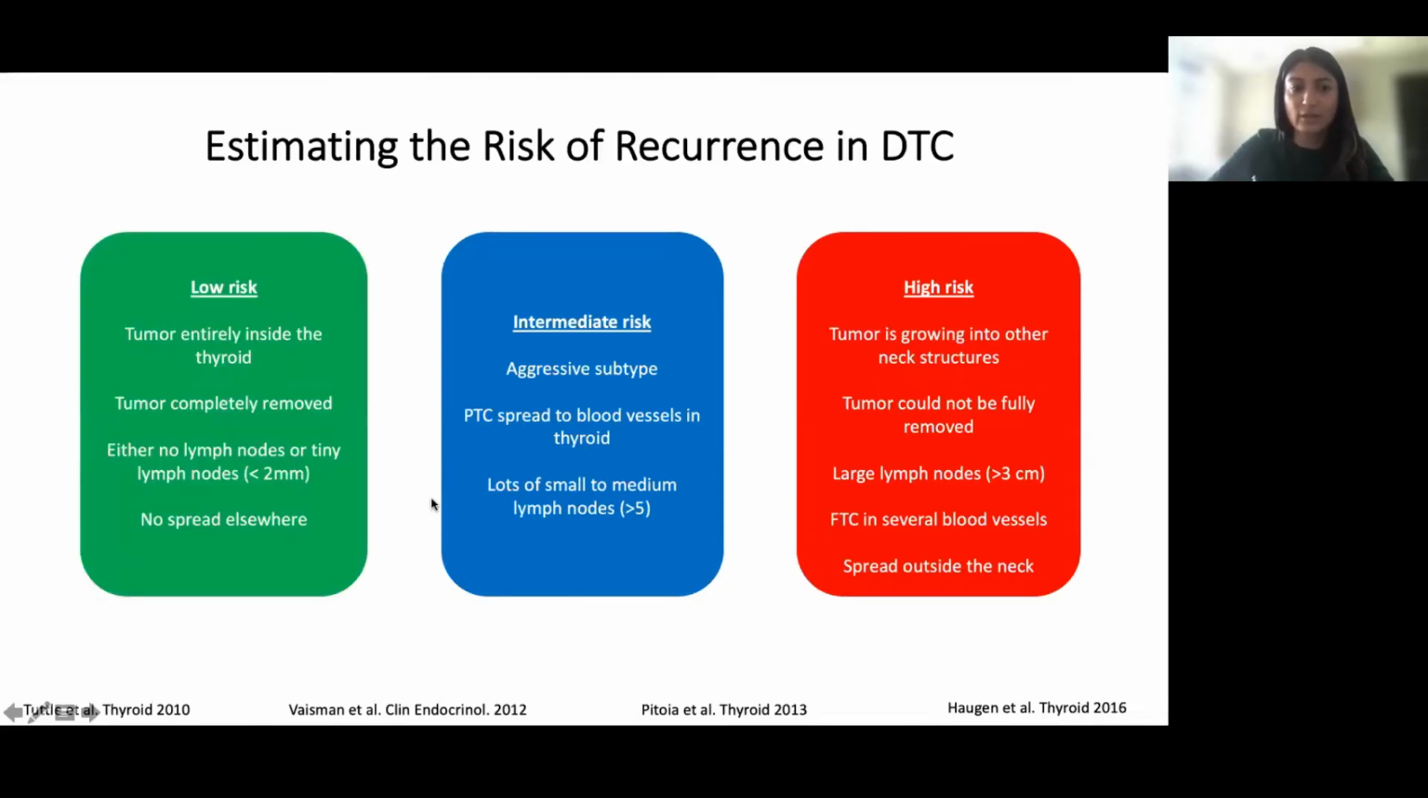So then we can think of low-risk patients as patients where the tumor was entirely inside the thyroid. The surgeon then took the thyroid out, so the tumor was completely removed. There either weren't any lymph nodes involved, or they were tiny. They were only 2 millimeters, which means really that they were microscopic, and the surgeon just took out little lymph nodes that just looked normal. They were just 2 millimeters in size. And then there's no spread elsewhere. So that's the sort of breakdown. And now there's lots of nuances and things, but that's the general gist, which is basically, were they able to get the whole thing out and had it spread anywhere?